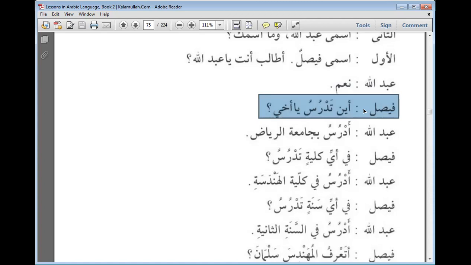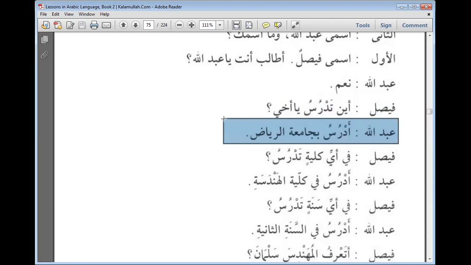Tadrusu, you, masculine singular, study, all right? Adurusu, I, singular, study, right? So let's go through it again here. Faisal asks, where do you study? Abdullah replies, Adurusu, I study. See how it changed here? The ta changed to what? Hamza and Aleph. All right? Tadrusu, Adurusu. Okay?